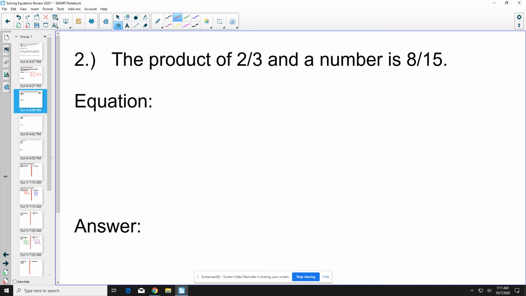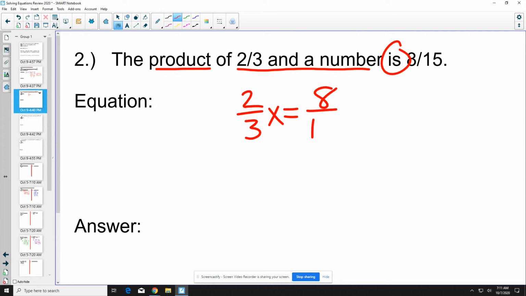Okay, so let's look at what you wrote. Product means multiply. We're multiplying 2/3 and a number, so 2/3 x. Is means to write the equals. Did you have 2/3 x equals 8/15? All right, now let's think about how we're going to solve this. If we draw a line here, remember when 2/3 and x are written close together, that means multiply. So in our heads, we're thinking we're going to do the opposite of multiplying, we're going to divide. But remember, we really don't divide fractions. That is not the correct step. What we do is change it to multiply by the reciprocal.